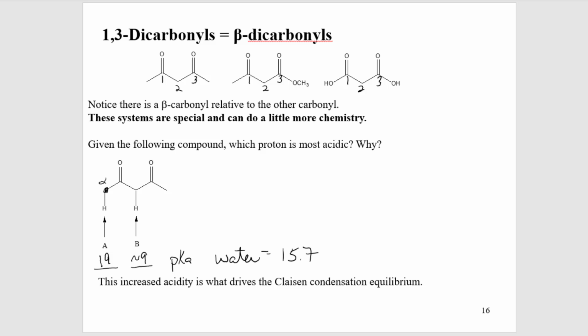Can we figure out, using what we know, why this would be the case? Why is B far more acidic than A? You can use ARIO.